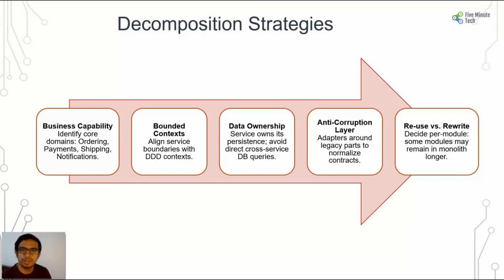Then we have data ownership. Services own their own persistence or database and avoid direct cross-service DB queries, and they can talk to each other through events, or the event-driven messages we talked about. And then there is the anti-corruption layer, the adapters around the legacy parts to normalize the contract. So while we are still working with the older services, we will need a certain anti-corruption layer.